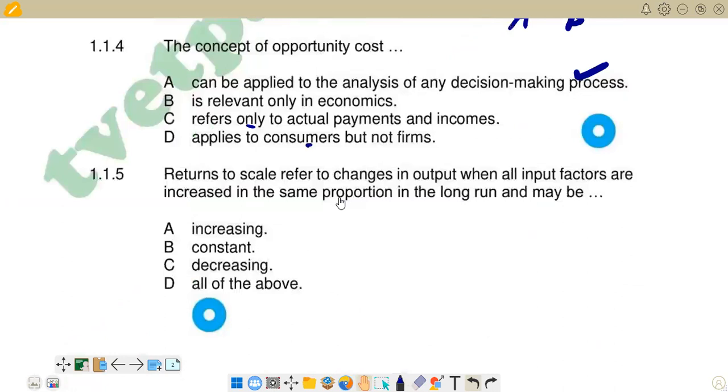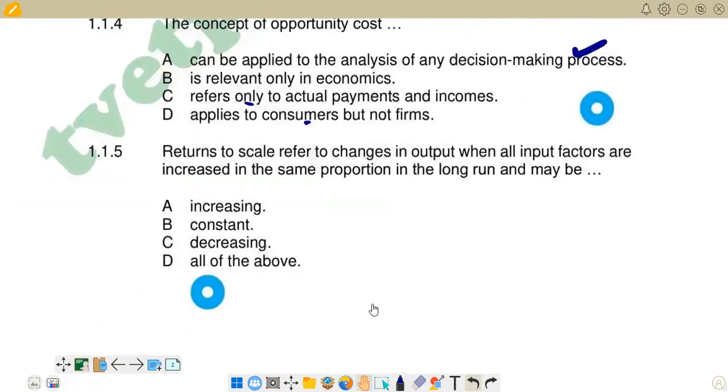If you move to the next one, we are now on 1.1.5. On 1.1.5, it reads, returns to scale refer to changes in output when all input factors are increased in the same proportion in the long run. And we understand that in the long run, these returns can be constant. That is true. So the most appropriate that we have there is constant. So on 1.1.5, we have B as our most appropriate response. Then we move on to the next page to see the next question.